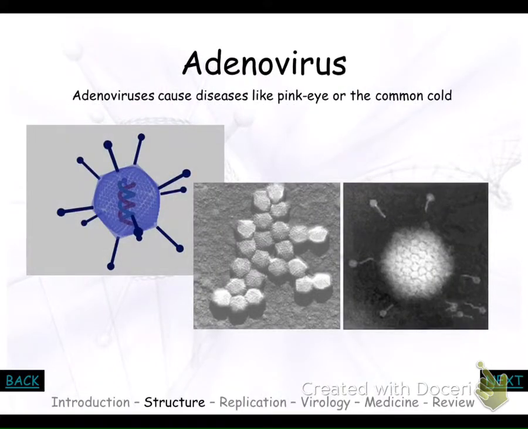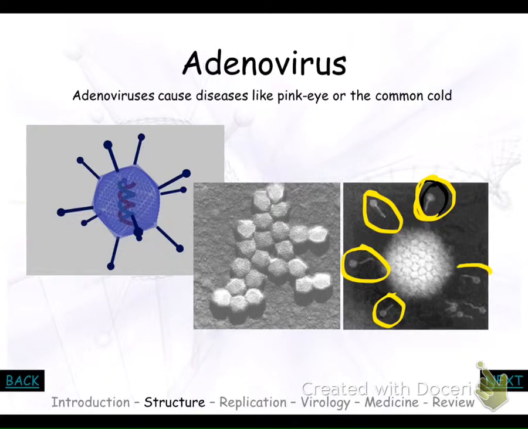An adenovirus is a virus that causes diseases like pink eye or the common cold. And so once again, we see the capsid, we see the genetic material inside, and then we see these nice tiny projections right here. Let me change the color so that you can see that. Right here. And those projections allow the virus to attach itself to the membrane of a cell and force its way inside to infect it.